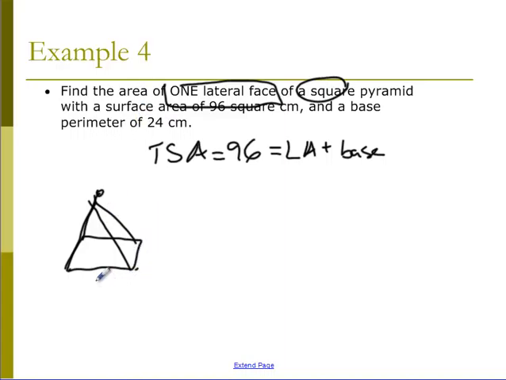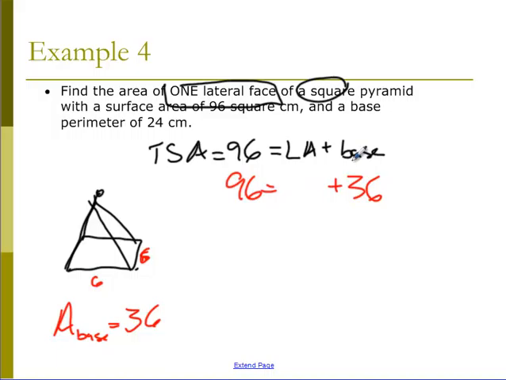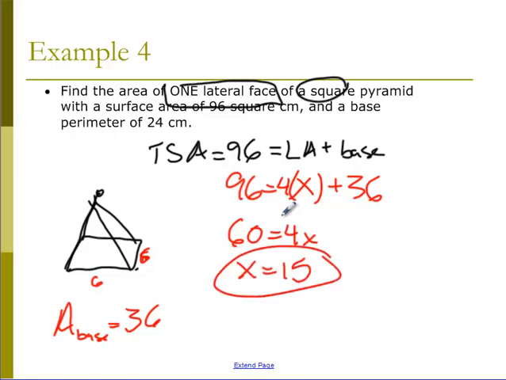So 24 divided by 4 tells me that each side is 6. So the area of the base is 36. It was lateral area plus 36 now. I don't have any information about the height or the slant height, so I can't actually find that. But there are 4 triangles forming the lateral area, and I just want to find one of them. Let's call it x. Subtract 36 from both sides. x is 15. Each triangle has an area of 15. It doesn't matter what the slant height is. All we're looking for is the actual area of that face.